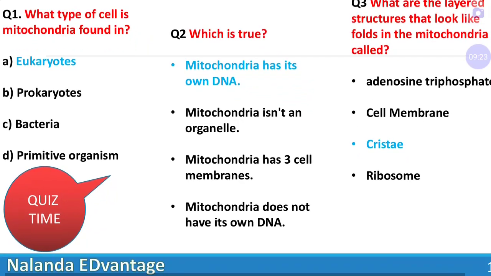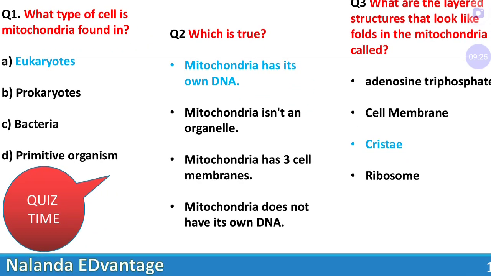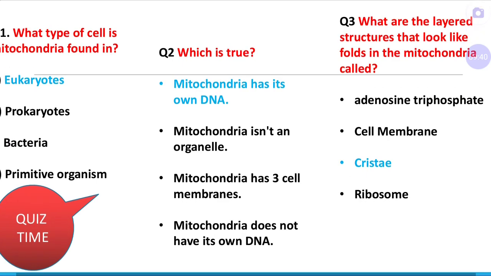Second, which is true? Mitochondria has its own DNA. Mitochondria isn't an organelle. Mitochondria has 3 cell membranes. Mitochondria does not have its own DNA. So we all know that mitochondria is semi-autonomous, hence A, mitochondria has its own DNA, is the correct answer.